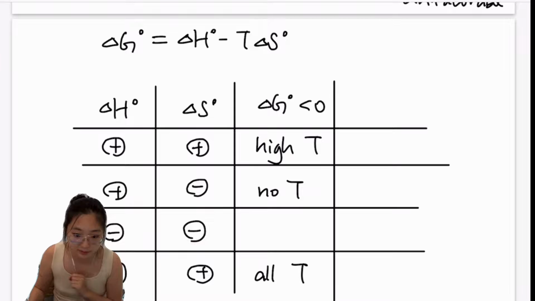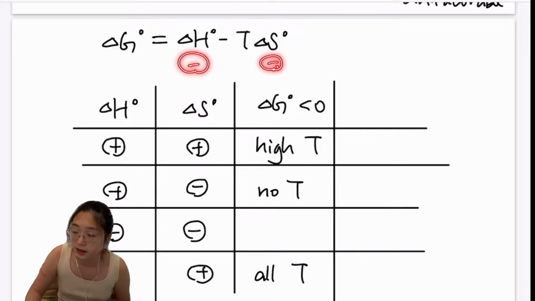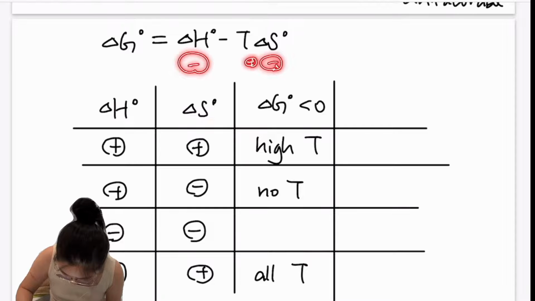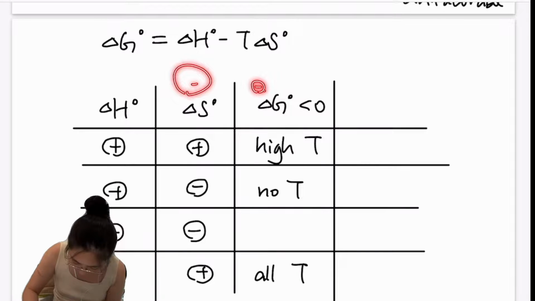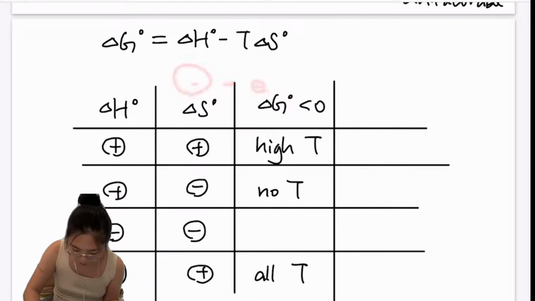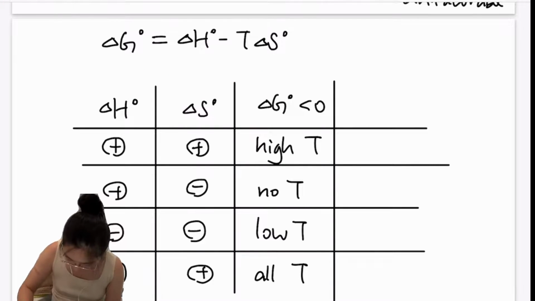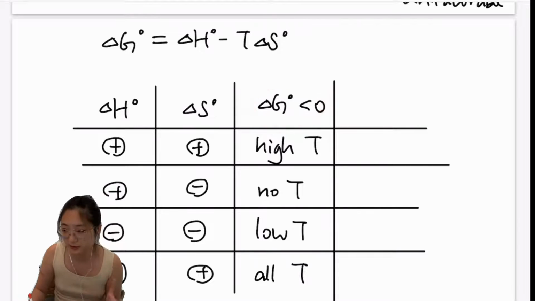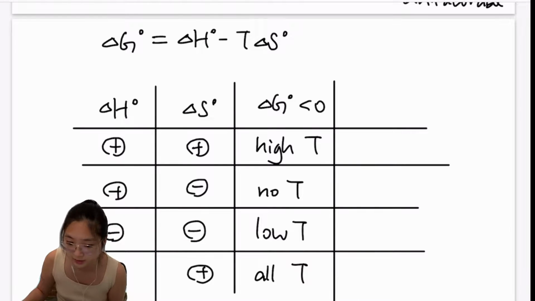Then what about when both of them are negative? Okay, so this is negative, this is negative. Then when temperature is pretty low, okay, so let's say temperature is low, but temperature is still a positive value. So multiplying a very small positive value to a negative value, you will get a very small negative value. So when you subtract a small negative value from a bigger negative value, eventually you will get another negative value. So at low temperature only, you will get the spontaneous reaction or negative delta G, given that both delta H and delta S are negative.